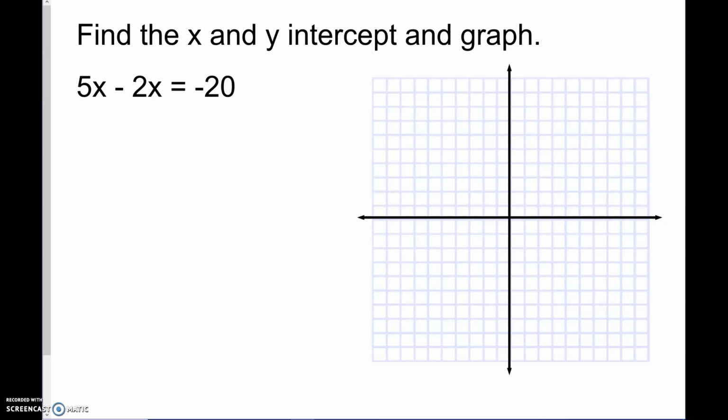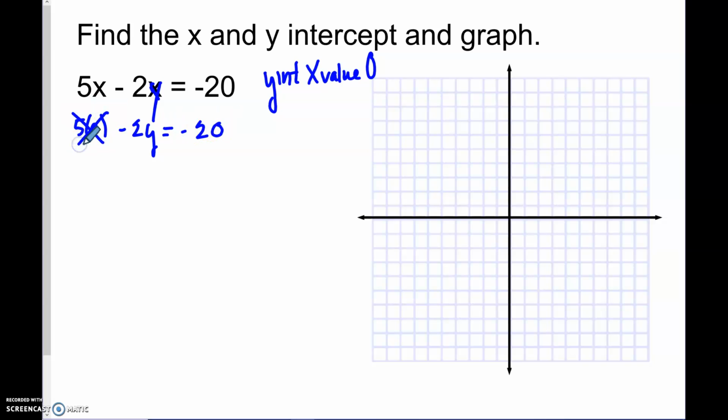So find the x and y intercept and then graph. All right, finding the x and y intercept. Remember, when we're going to find the y-intercept, the x value is what? The x value is 0. Okay, so in place of x, we are going to put a 0, and then we are going to solve for y.